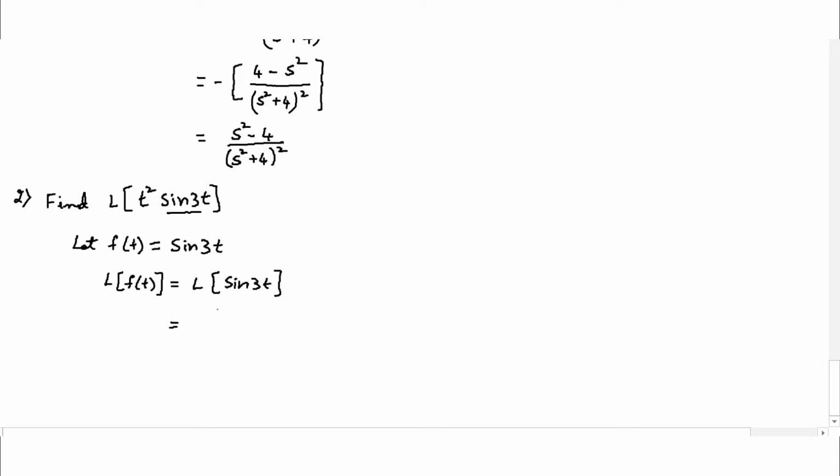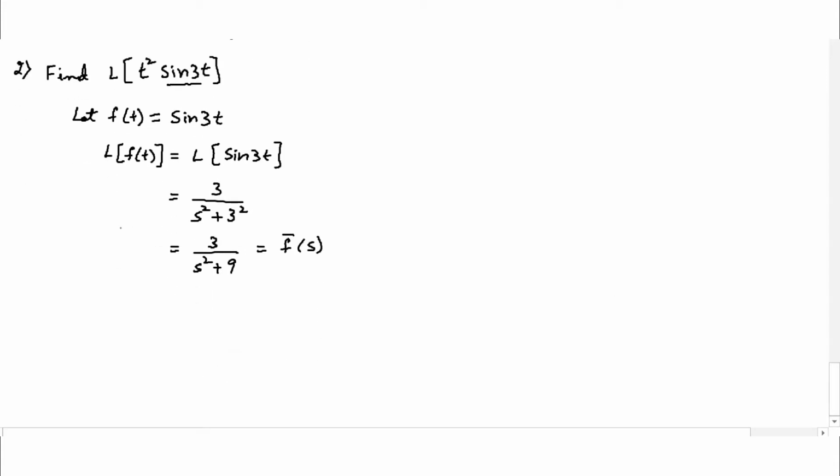So we know the Laplace transform of sine at is a by s square plus a square. So in this case the value of a is 3. So it is 3 by s square plus 3 square. Or further, if you try to simplify this one, it is 3 by s square plus 3 square will be 9. So you can take this expression to be equals to f bar of s. So once you got the value of f bar of s, then you can go ahead with the formula.